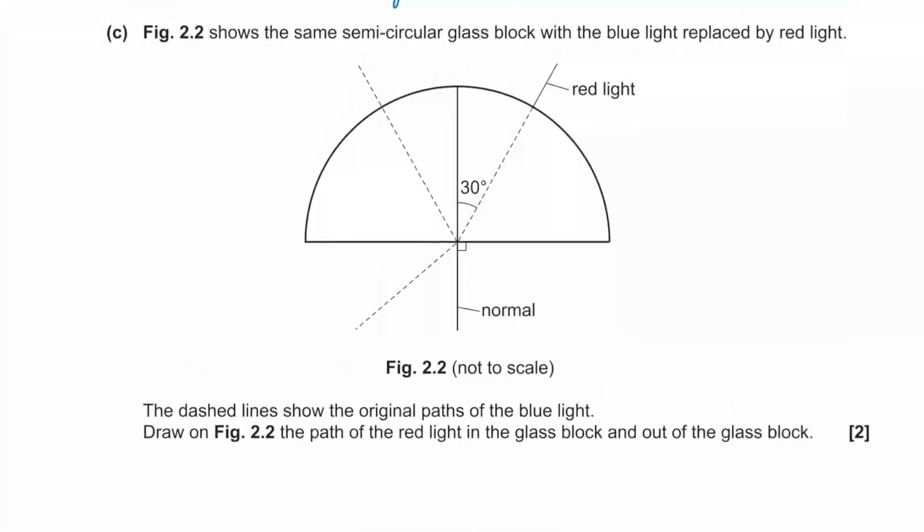Nice questions so far. It's replaced with red light. The dashed lines show the original path. What's it going to look like with the red light? I'm going to use orange instead.